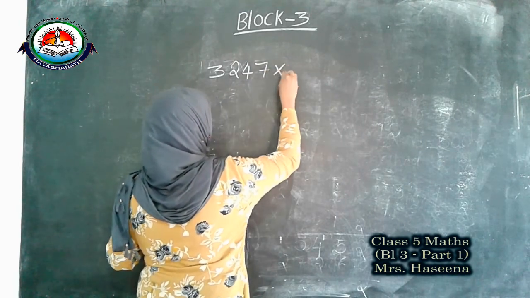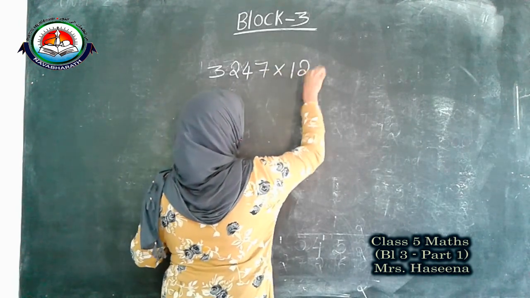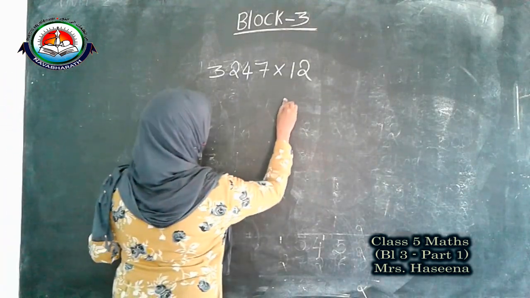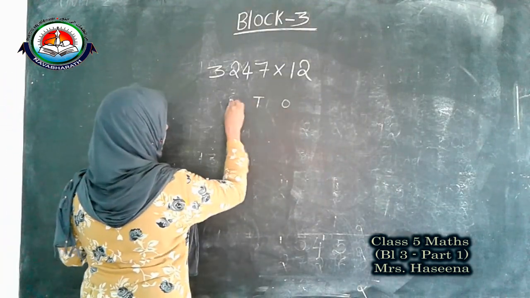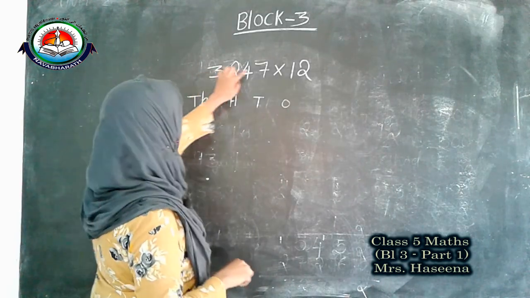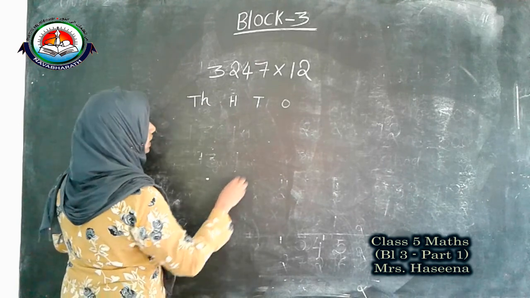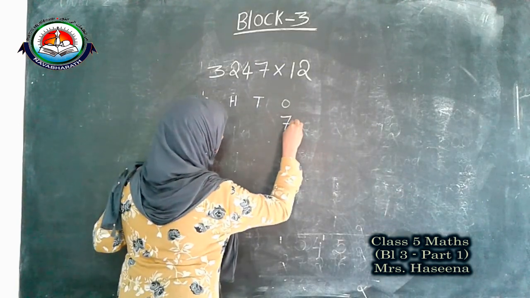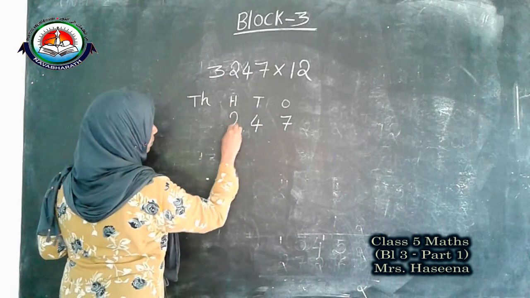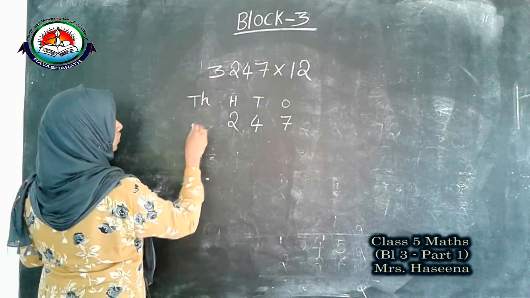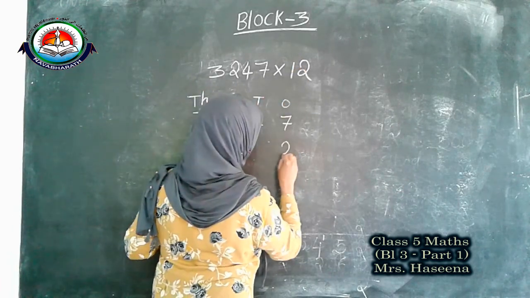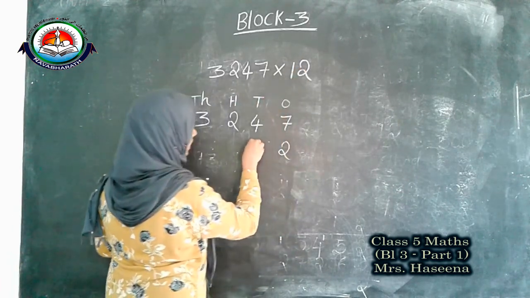$3,247 into 12. Okay. Then first, what do we want to write? Ones, tens, 100, then 1000. Look at the first question. Ones place, which digit is the 7; tens place, 4; 100 place, 2; 1000 place, 3. Here, ones place 2, tens place 1.